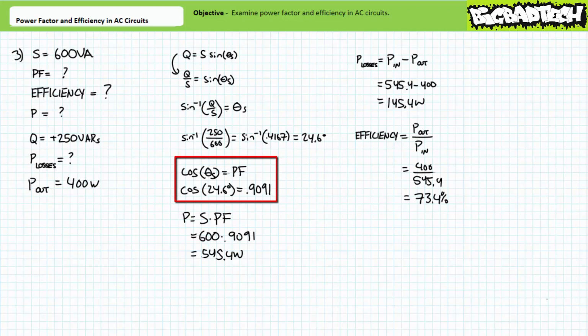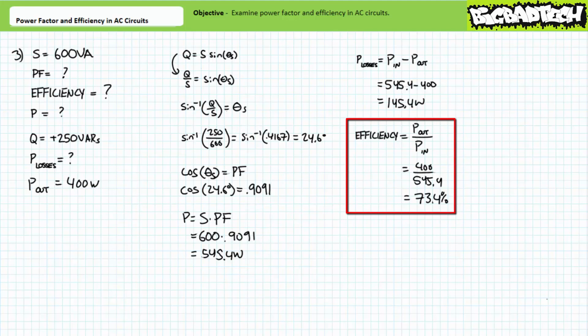Given the cosine of the apparent power angle is power factor, we can substitute our given values to solve for power factor. Cosine of 24.6 degrees yields a power factor of roughly 0.91. Given a known apparent power figure and a known power factor, we can solve for real power, where real power equals apparent power times power factor. Substituting in our given values yields a real power input of 545.4 watts.